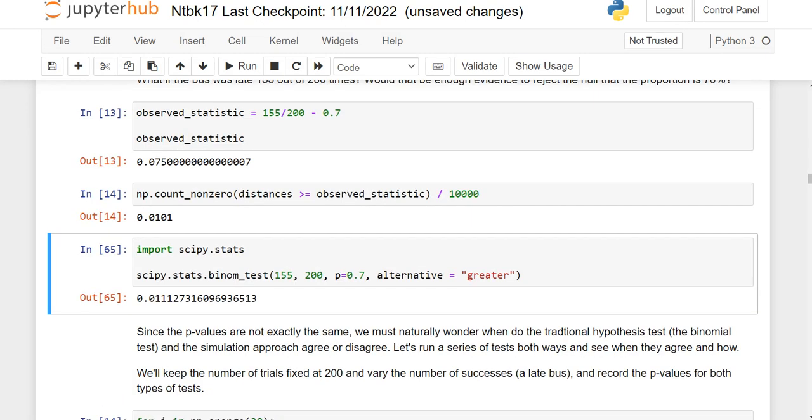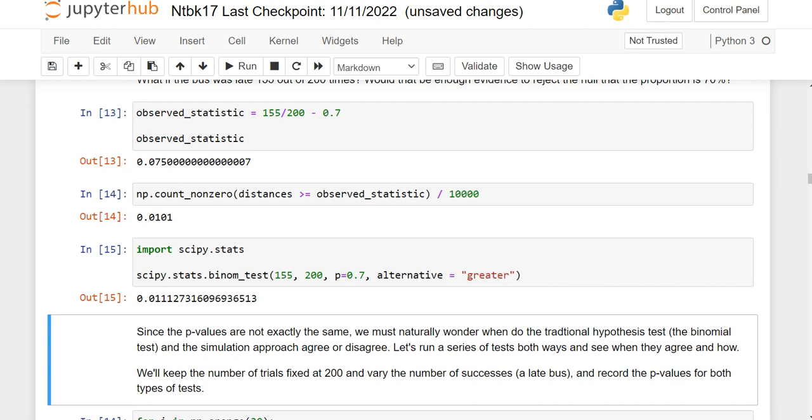Okay. And notice that this p-value would be a reject the null p-value, right? This p-value is in fact less than 0.05, unlike the previous one. So here we would reject the null with the new data, right? That's new data. The 155 out of 200 times the bus was late. The original data was 150. Okay, so if we change the data, we notice that the p-values are going to change.